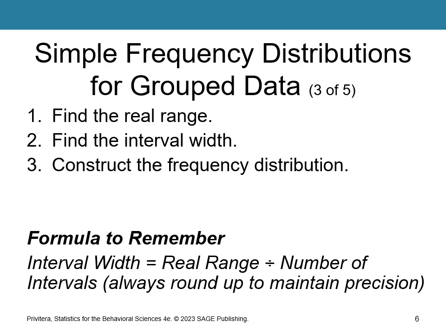There are 3 steps to construct a simple frequency distribution for grouped data. Number 1, find the real range. The real range is one more than the difference between the largest and smallest number in a data set. Number 2, find the interval width. The interval width is the range of values contained in each interval of a frequency distribution. You divide the real range by the number of intervals you want, typically between 5 and 20.